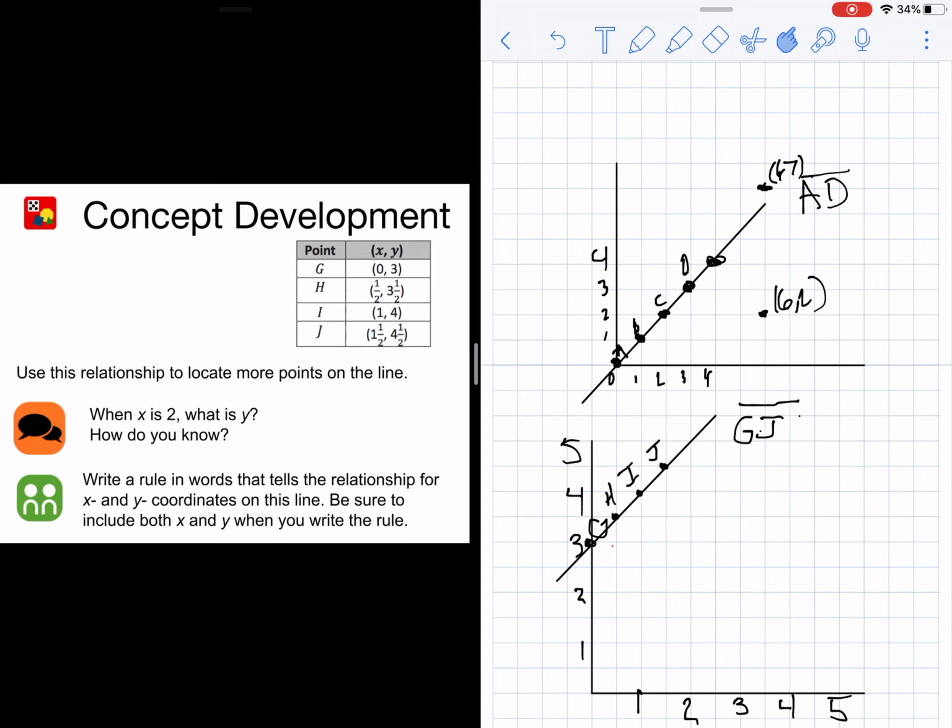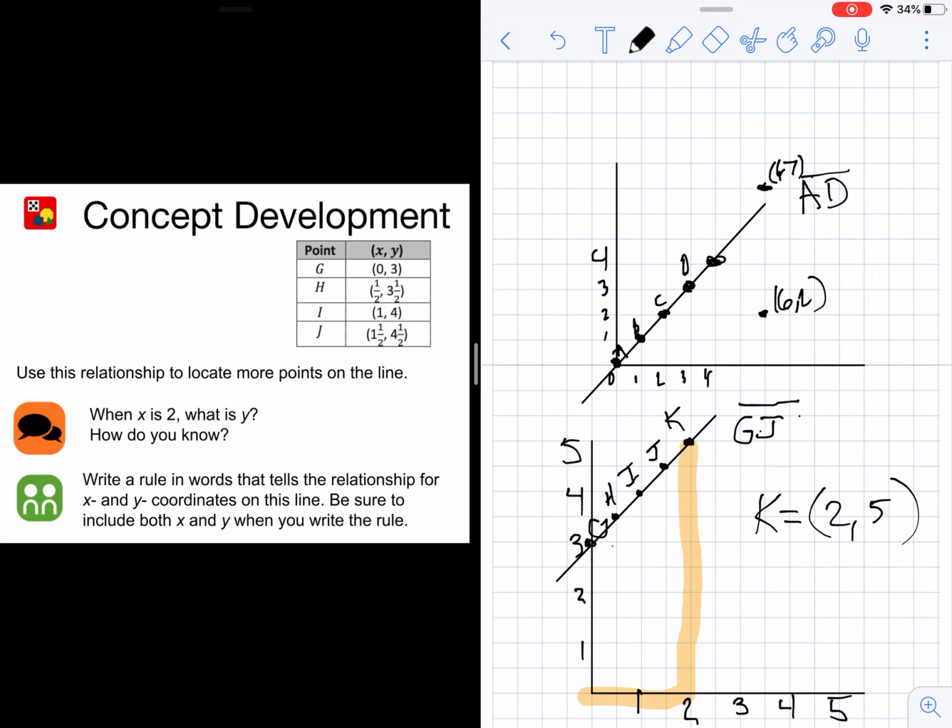Use this same relationship to locate more points on the line. So I want you to find 2 more points on the line. When x is 2, what is y? So if you go over to 2 and then up on our line, what is our y going to be? 5. Very good. Okay, so this point is K, and K is (2, 5), right? Because 5 is 3 more than 2. That's how you know.